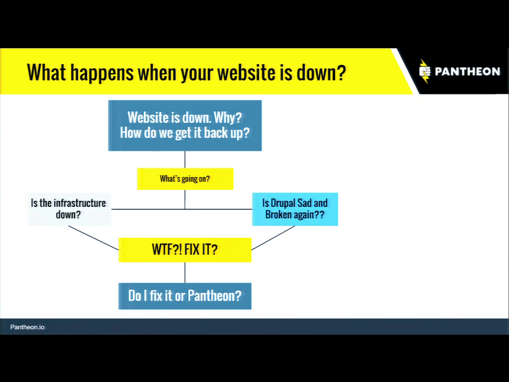And then after some haranguing, and people start to email each other and things start to spiral down and the temperatures start to rise, it comes down to one of two things. Is it an infrastructure problem or is Drupal sad? And again, I think people need to be more realistic with their expectations of software. Software fails. We all use modules. These modules have deficiencies, which we all need to contribute to improve, actually.